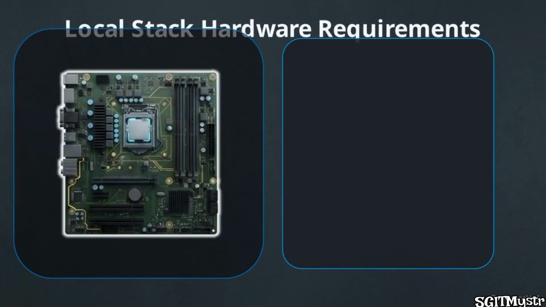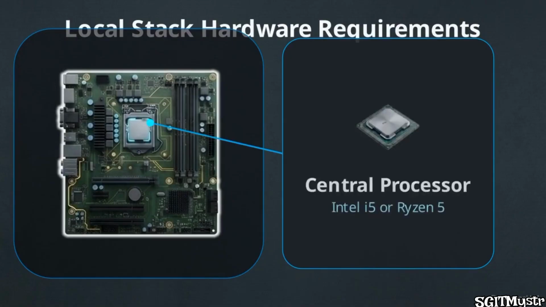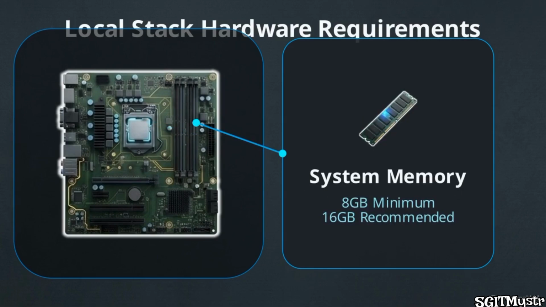To handle the initial logic of offline AI, you need a central processor equivalent to an Intel i5 or a Ryzen 5. Next, the system requires enough short-term memory to hold the model's active data. While 8 GB of RAM is the minimum, 16 GB is necessary to keep the system stable during complex generations. Storage space is also a factor.